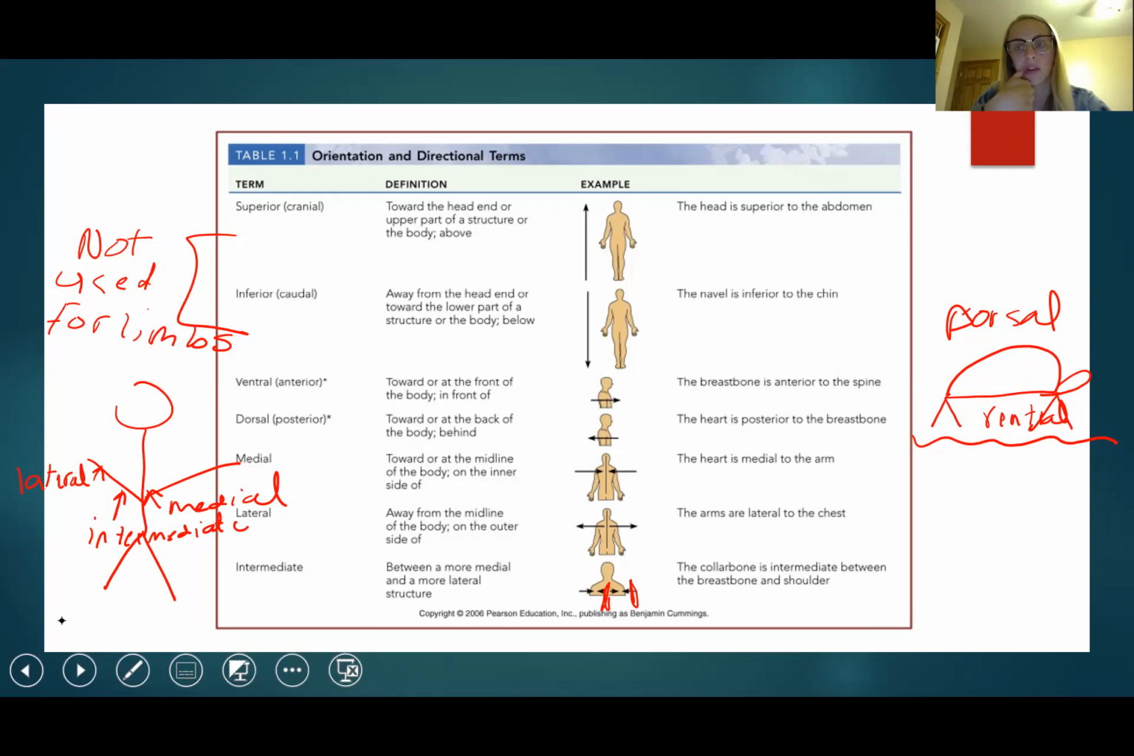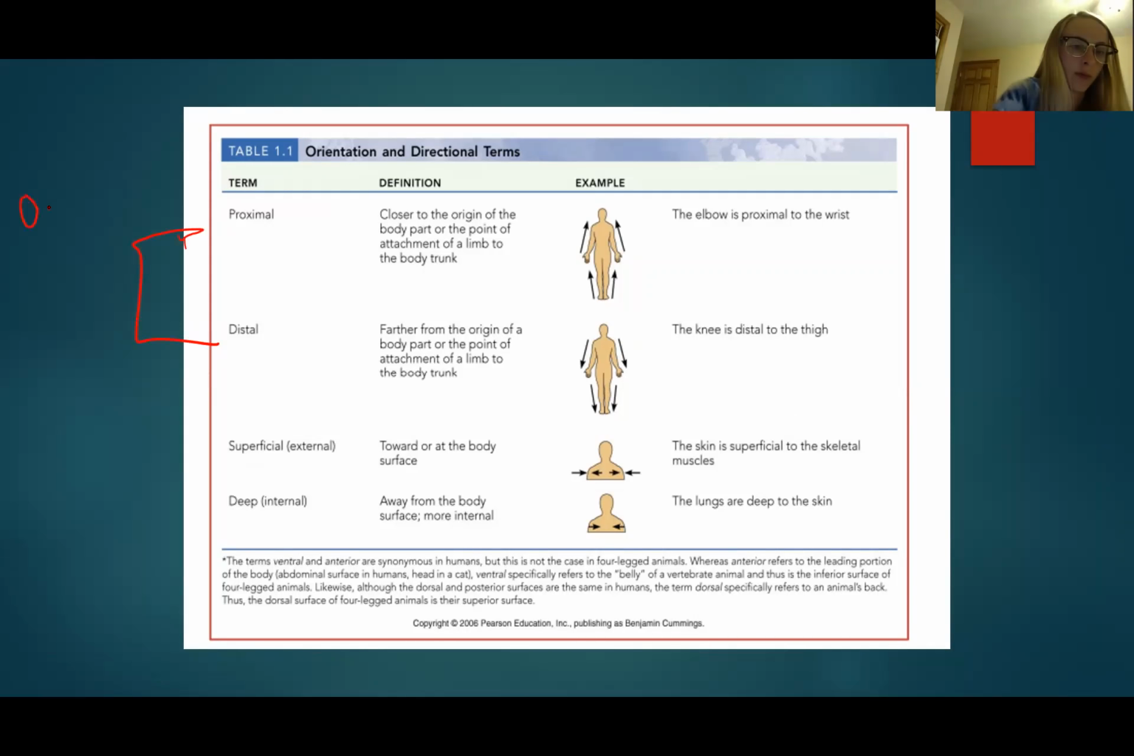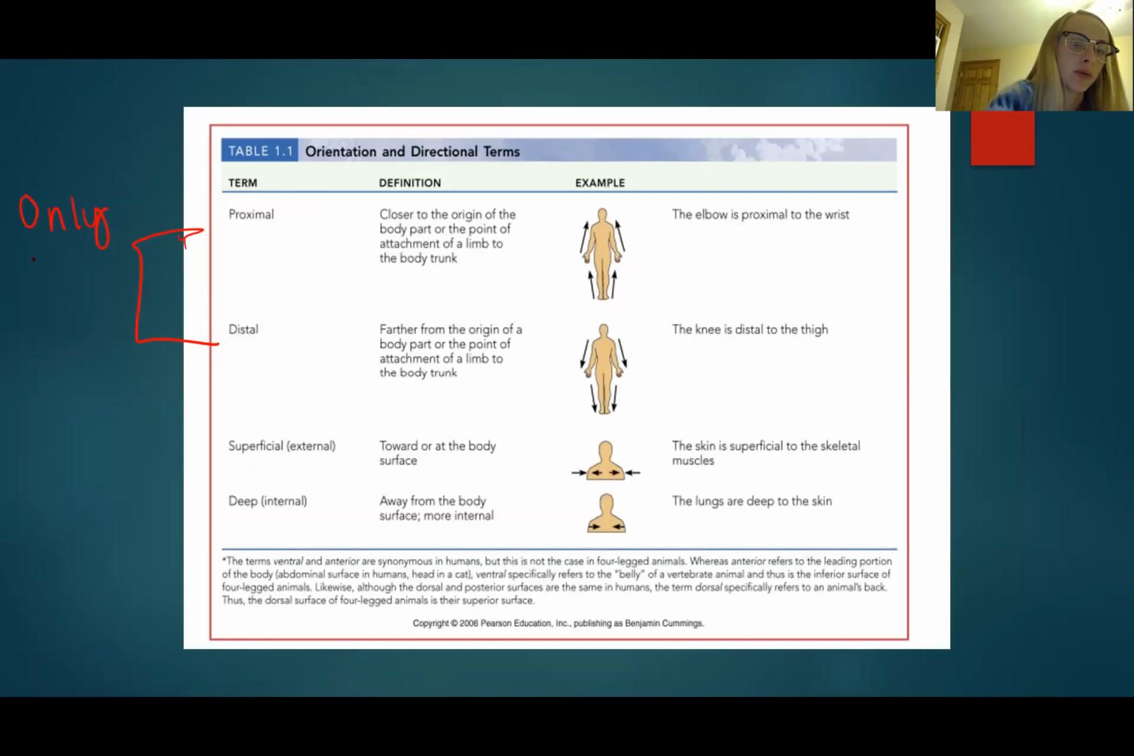Again, I'll send you this paper with the exact examples on it if you would like. A few more, proximal and distal. So here's what we are going to remember here. We talked a little bit a short while ago about superior and inferior. You do not use them for limbs. Distal and proximal are only used for limbs. So that's where it's different, and that's where a lot of people make mistakes on exams and tests and assignments.